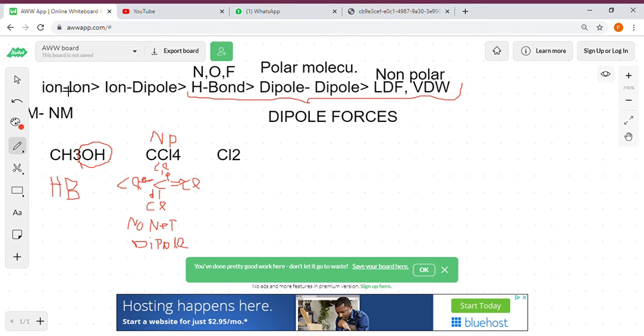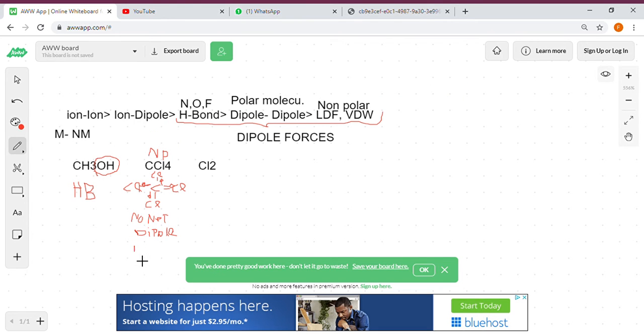So taking in consideration around here on the top, the ones that are non-polar are going to be the London force, which is the same as saying the van der Waals force. So this one is going to be LDF, London dispersion force. Okay.